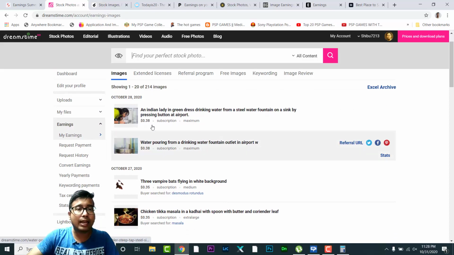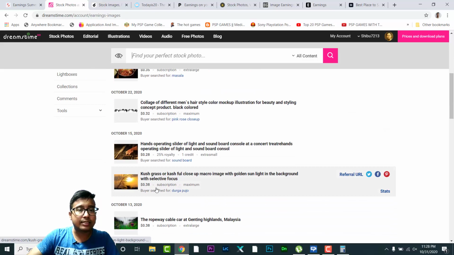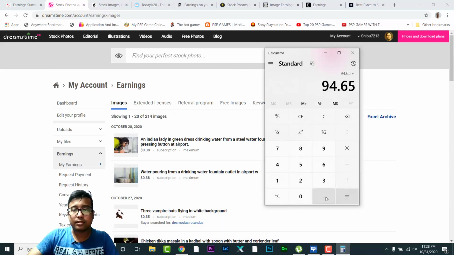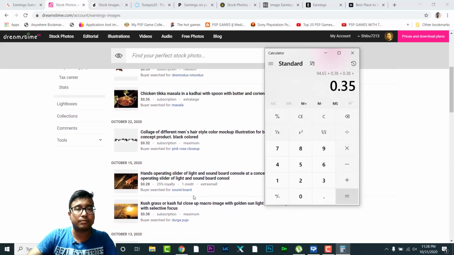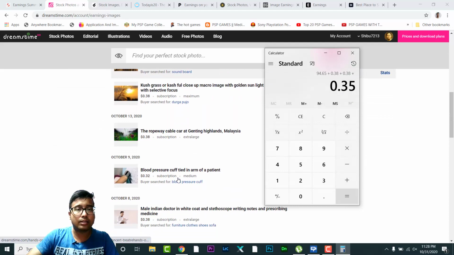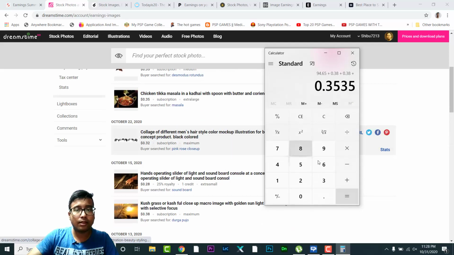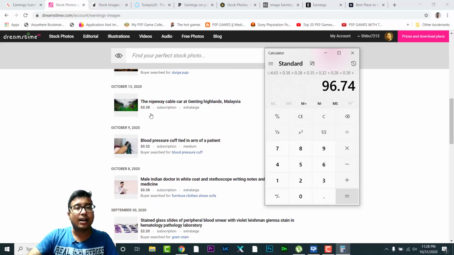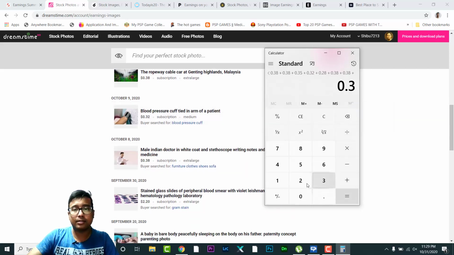Now this is interesting, in Dreamstime I had 1, 2, 3, 4, 5, 6, 7, 8, 9 and 10 sales for the month of October, right? So let's add up the numbers. Plus 0.38 plus 0.38 plus 0.35, so here goes the first three, then again 0.35 plus 0.32 plus 0.28 plus 0.38 plus again 0.38 plus 0.32 plus 0.38. Yeah, I know I should have done the math. Okay, so this is my total earning from Dreamstime.